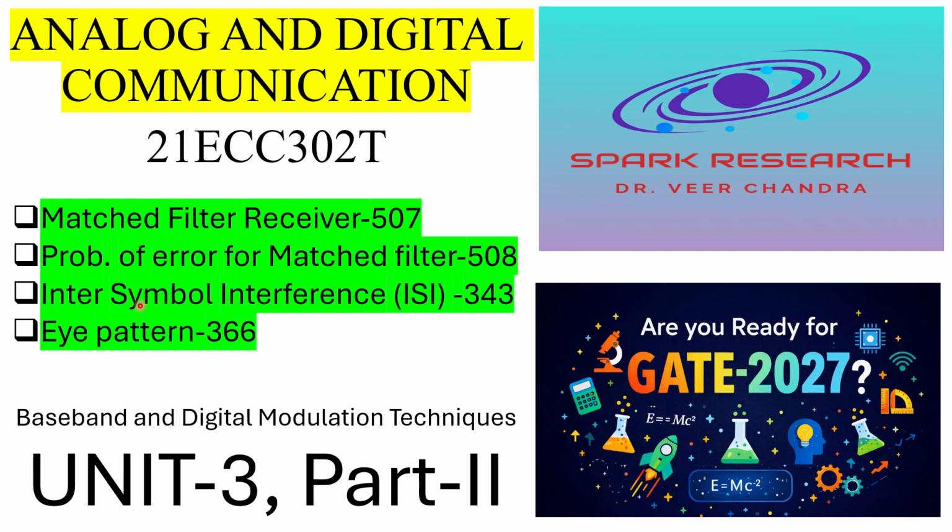Here we will take the contents related to the matched filter receiver, then probability of error for matched filter, intersymbol interference, and then the eye patterns. Mostly I have taken the contents from the Bipin Lathi 4th edition. The page number is also mentioned here. If you want, you can follow that book also.